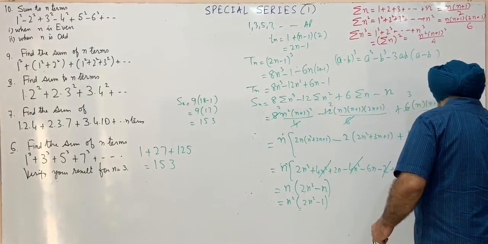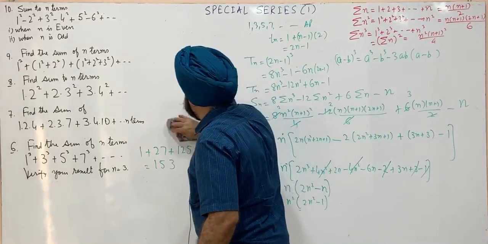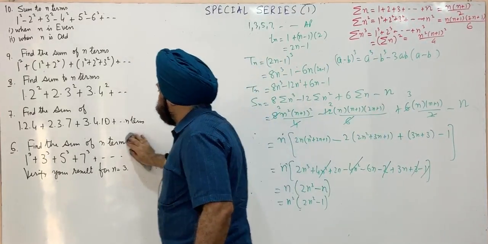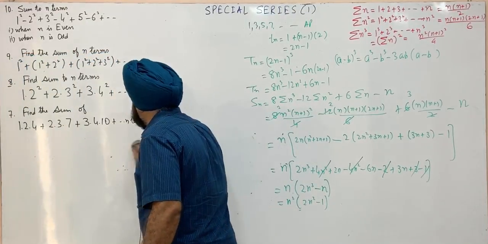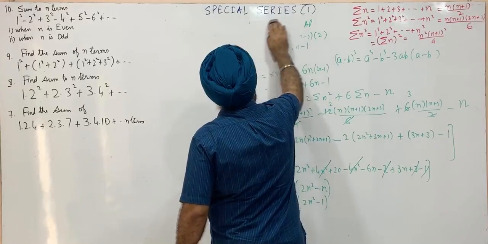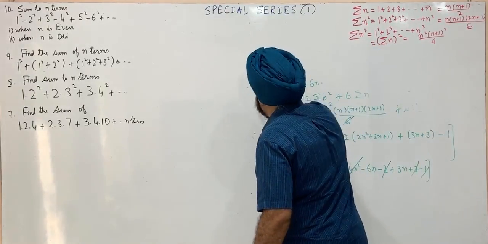The seventh question. We have to find the sum of n terms of the series. Here each term is a product of three factors. So we will identify the pattern and write the nth term, then apply sigma to find the sum of n terms.